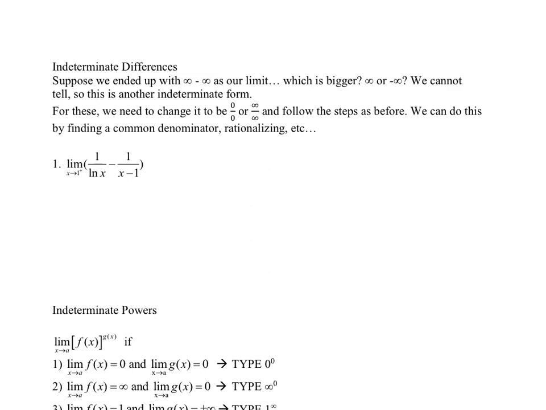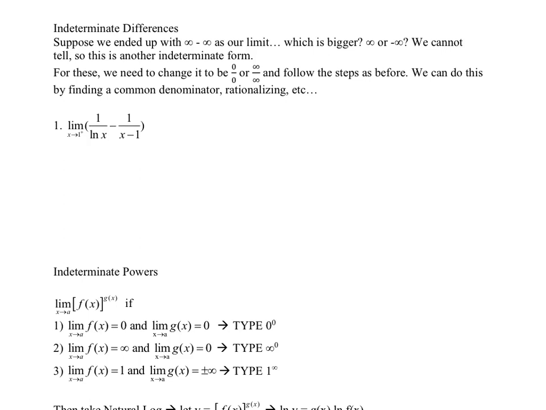So let's take a look at this first one. We have the limit as x approaches 1 from the right of 1 over ln x minus 1 over x minus 1. All right, so we go ahead and try the direct substitution approach. We always try direct substitution, and I plug in the 1 from the right. I'll get 1 over something really small minus 1 over something really small, which is infinity minus infinity, and this is our indeterminate form.